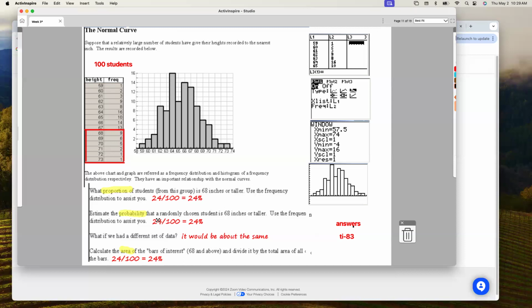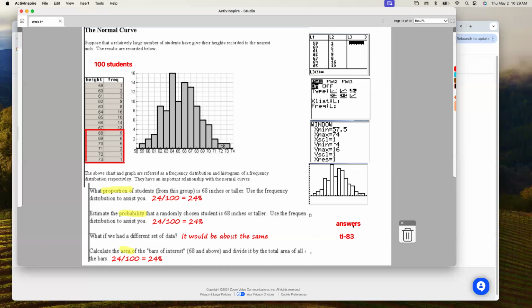And if we had a different set of data, we would see that this pattern would be pretty much the same, so those probabilities and proportions would be about the same. If I calculate those areas and divide by the total area, so if I take 24 and divide it by 100, I get about 24, because each of these bar widths is 1. So that's just some normal data.